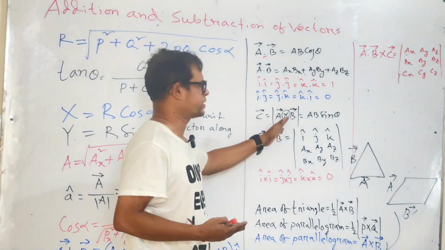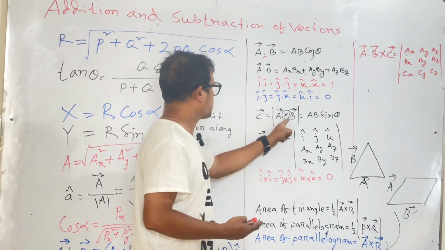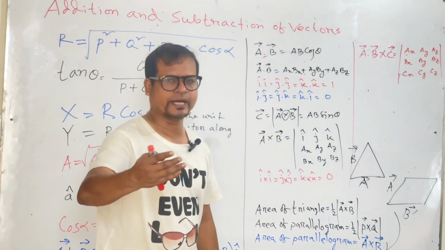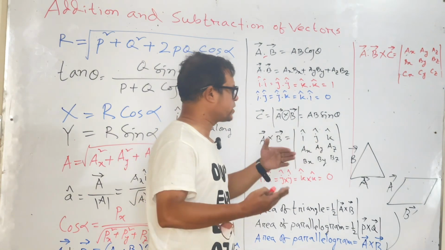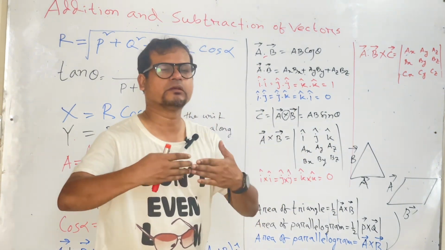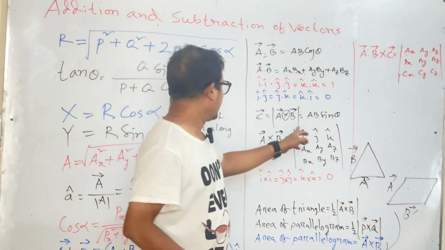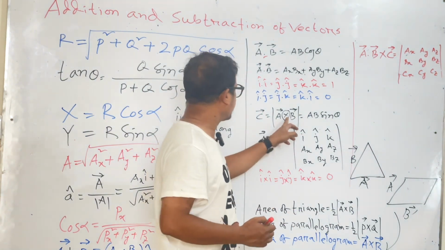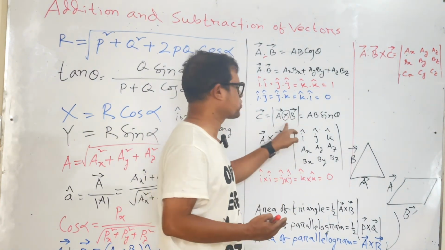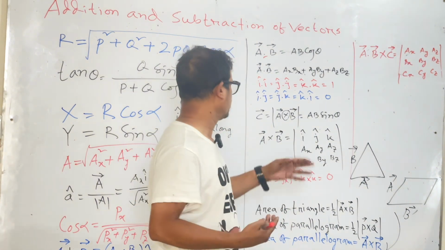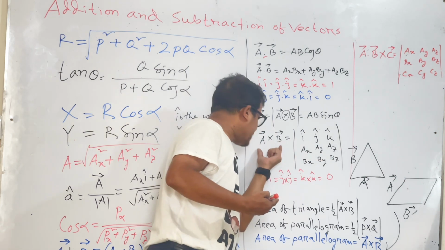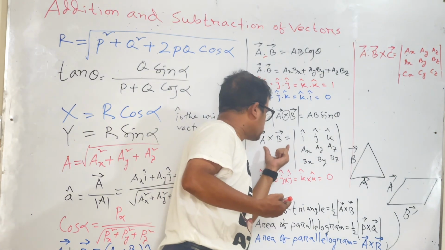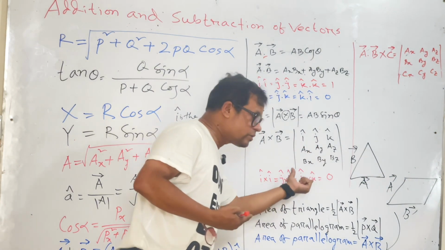Now I will explain the cross product equations. A cross b equals ab sin theta, as I said in the previous equation. A means magnitude, b means magnitude, theta means the angle between vectors a and b. Look at this sign, the cross. That is why it is called the cross product. A cross b equals ab sin theta.